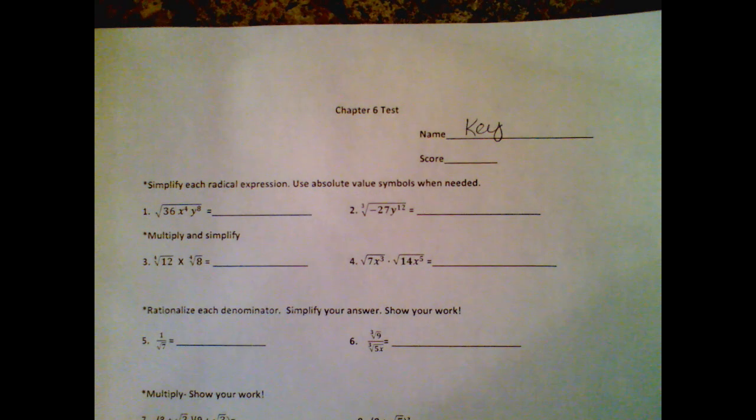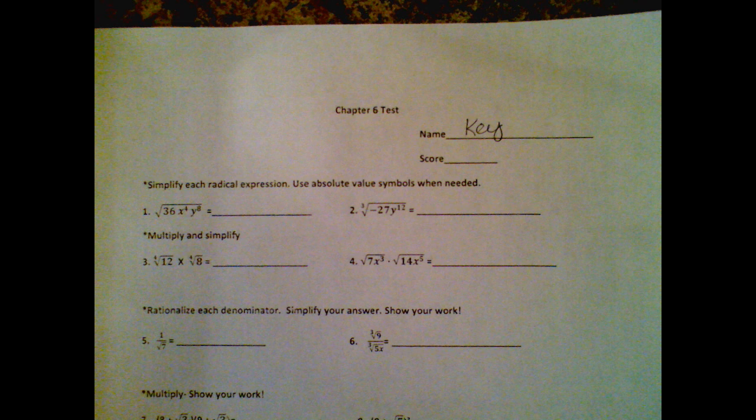Hello, we're going to take a look at the review for Chapter 6 test. For the first part, it says simplify each radical. Use absolute value bars when needed. Don't worry about the absolute value bars.